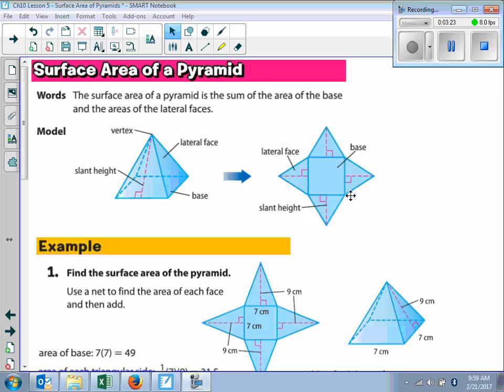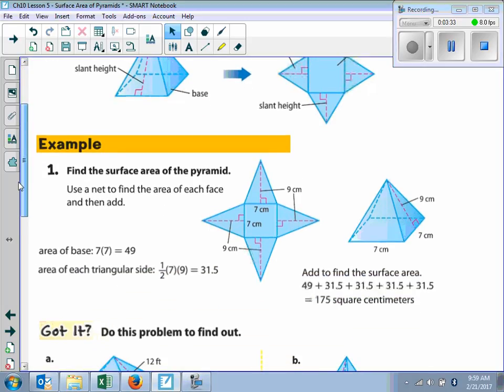And we've already written this diagram, so let's take a look at our example. Is everybody ready? All right. So here, the surface area of a pyramid. We want to use the net to find the area of each face and then add them to find the total surface area. So here, does everybody see this is a square, the 7 by 7?